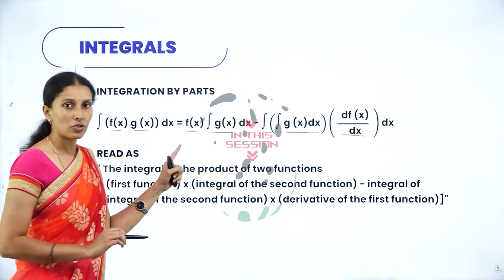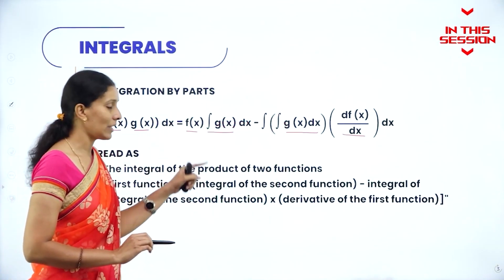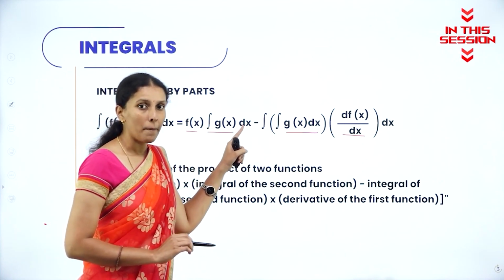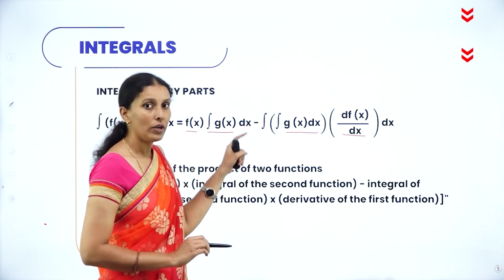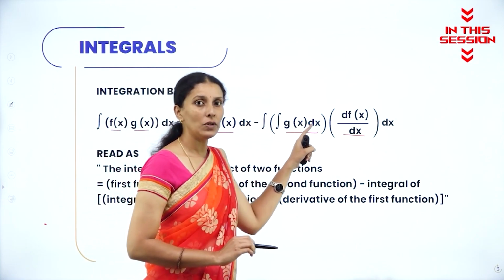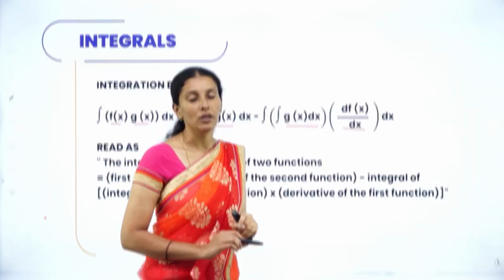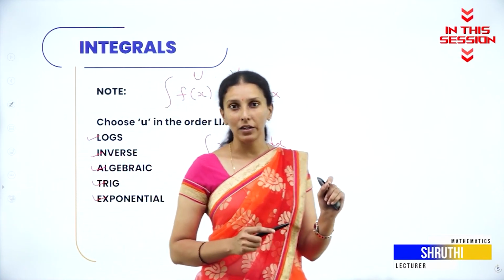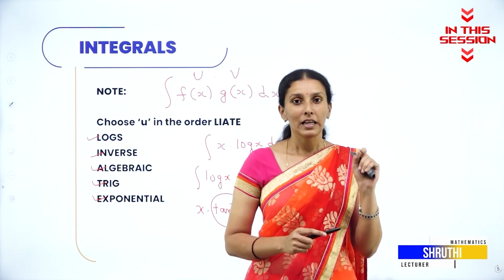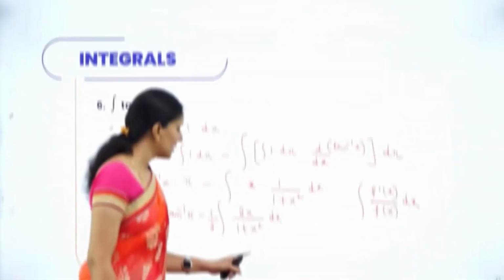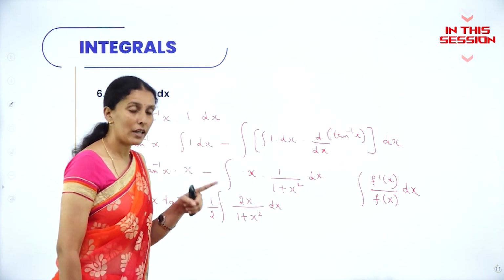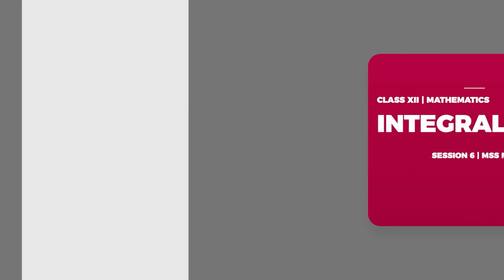Integration of the two functions in terms of product is nothing but first function into integration of the second, minus integration of the second into derivative of the first function. For some reasons it is not possible to integrate the value whenever the power of x is in the form of x to the power n. See, if f of x is 1 plus x square, what is f dash of x? What is the derivative? It is 2x dx.